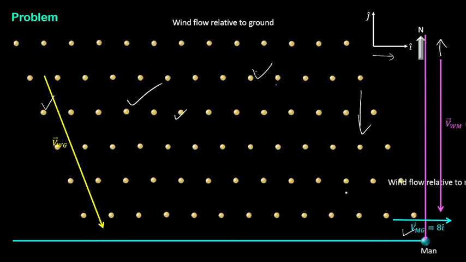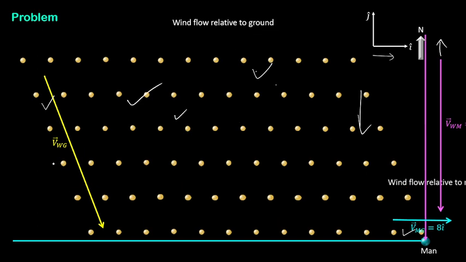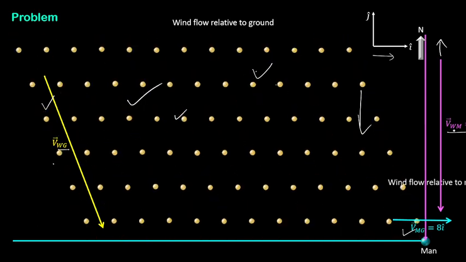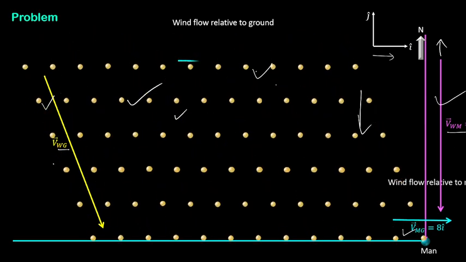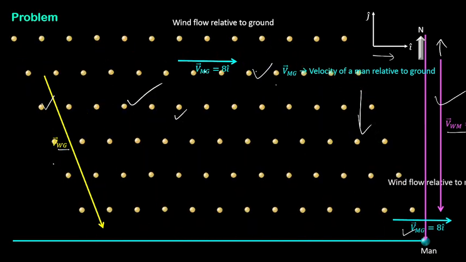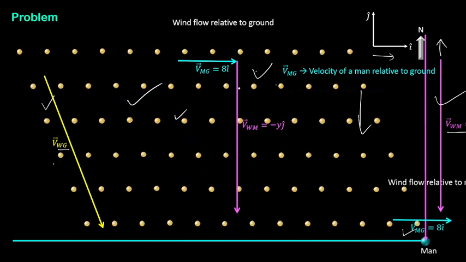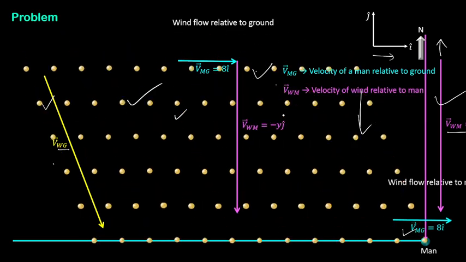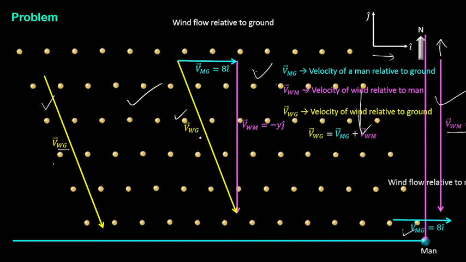Velocity of man relative to ground. This is the wind velocity relative to ground, and this is the velocity of wind relative to man, this arrow. So here, velocity of man relative to ground, and then velocity of wind relative to the man, and this is the velocity of wind relative to the ground.